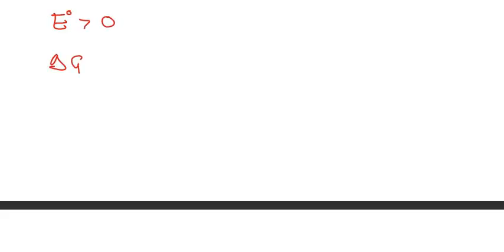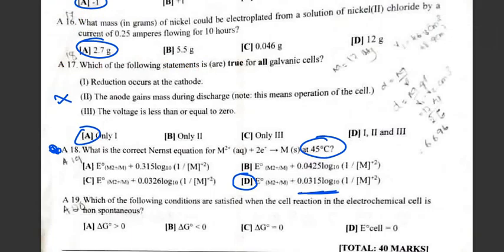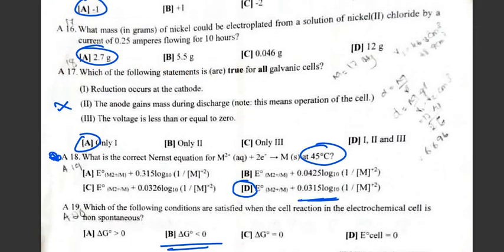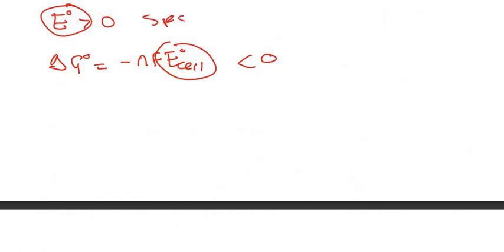But the work done, the Gibbs free energy, is negative nFE cell, right? So if it's spontaneous, meaning E is positive, we put it there. So G is going to be less than 0, because E is our only chance of getting rid of this negative. So G has to be less than 0, and the correct answer here will be B. That's what you have when it's spontaneous.